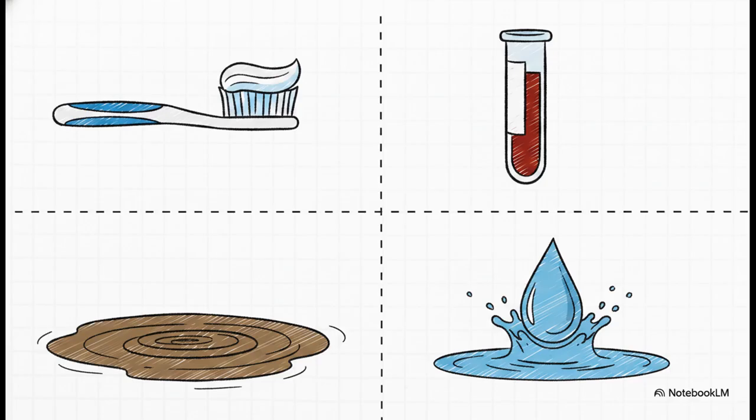Is it an ideal fluid with zero viscosity? Is it a real fluid? Maybe it's a standard Newtonian fluid like water and air. Or maybe it's a non-Newtonian fluid. Think blood, toothpaste, or even quicksand, where the viscosity actually changes under pressure. Knowing exactly what type of fluid you're dealing with dictates which mathematical models you're actually allowed to use moving forward.